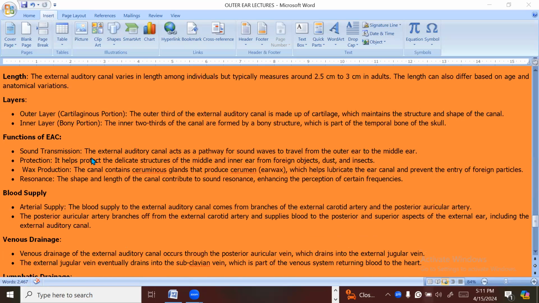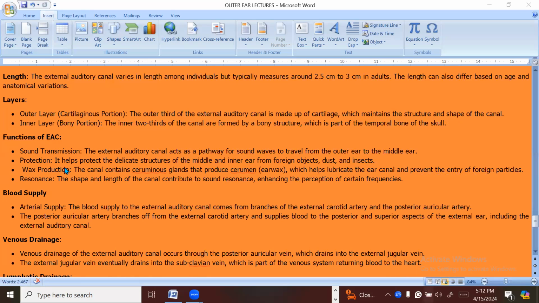Sound transmission. The external auditory canal acts as a pathway for sound waves to travel from the outer ear to the middle ear. So when the pinna concentrates the sound into the external auditory canal, the external auditory canal will now push it into the middle ear.